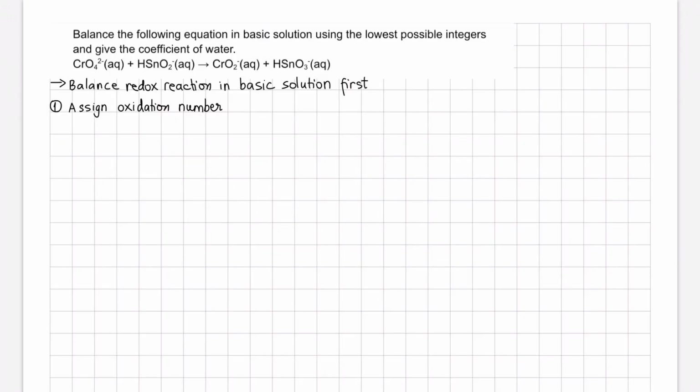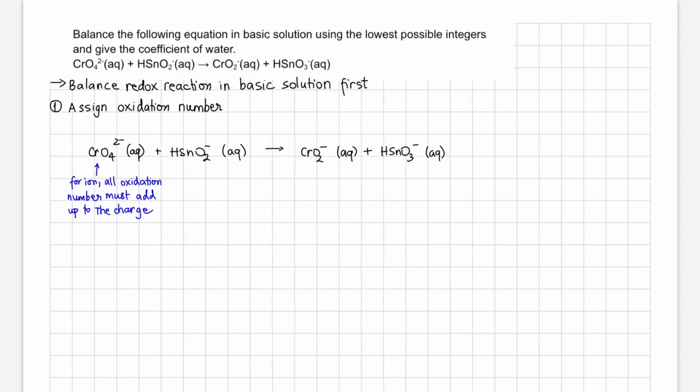So step 1 is to assign oxidation numbers. First, I'm going to rewrite the equation down here. And let's look at the first species. For CrO4 2-, it's an ion, and so for an ion, all oxidation numbers must add up to the charge of the ion. So if we have X as the oxidation number of chromium and -2 as the oxidation number of oxygen, then we'll have an equation of X plus 4 times -2 equals the charge of the ion, which is -2, and solving this equation will give X equals +6. So the oxidation number of chromium in this ion is +6.